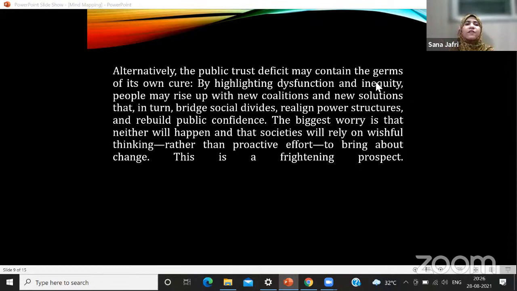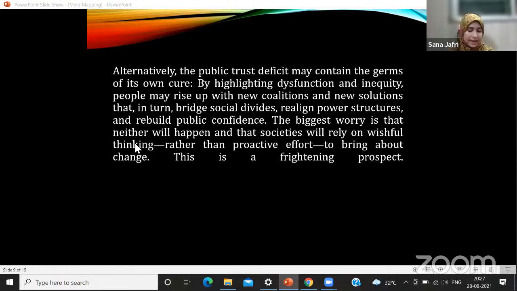If we highlight these things, people may rise up with new coalitions and new solutions that in turn bridge social divides. The more we highlight these things, that may bring about people coming up with coalitions, working out or forging solutions. And this may, in fact, bridge the social divides. This may reorient or revamp the power dynamics and rebuild public trust. The biggest worry is that neither will happen and that societies will rely on wishful thinking.